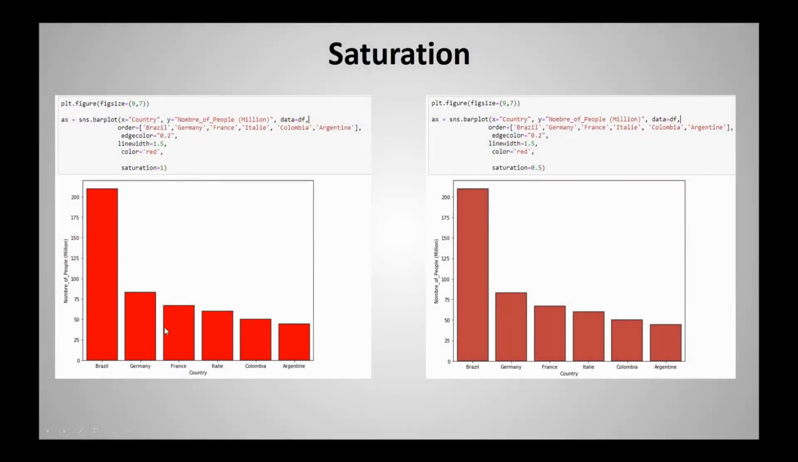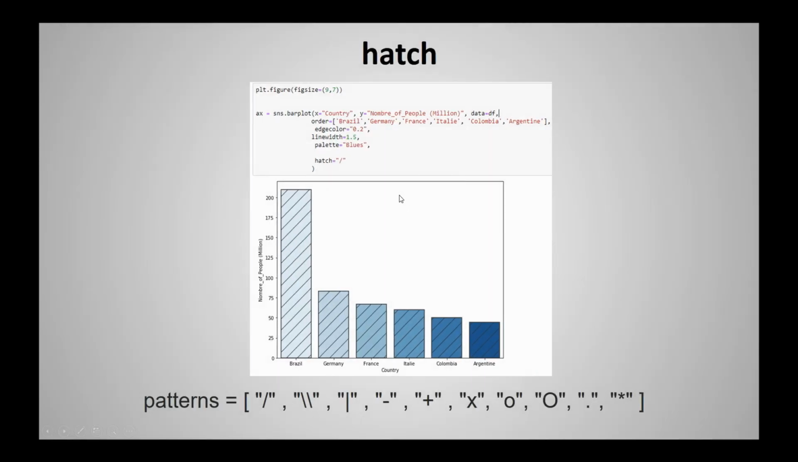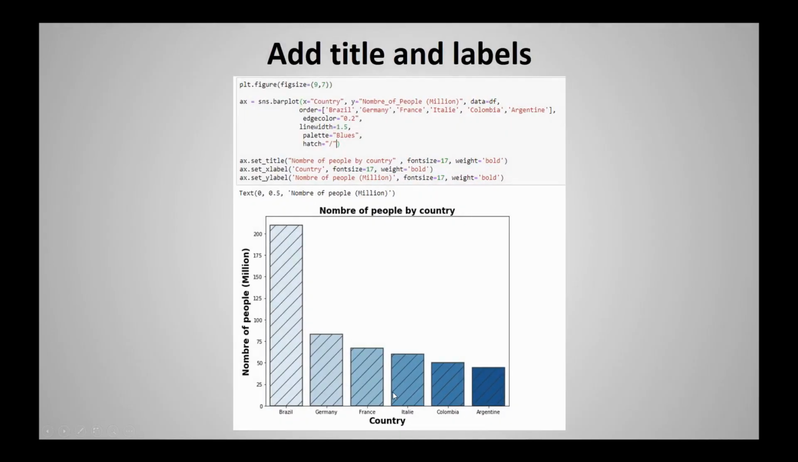Also, we can change the saturation of our chart by adding the saturation parameter in our function, which takes a value between 0 and 1. An additional parameter is the hatch parameter, with which we can add a pattern to our bars to make them better. A very important thing to add to our chart is the title and labels, and we can do that with the set_title, set_xlabel and set_ylabel functions. Also, we can pass fontsize and weight parameters to change the text properties and make them bigger.